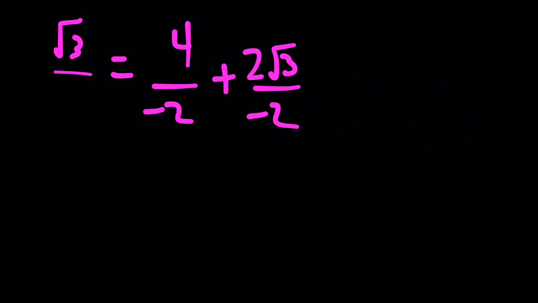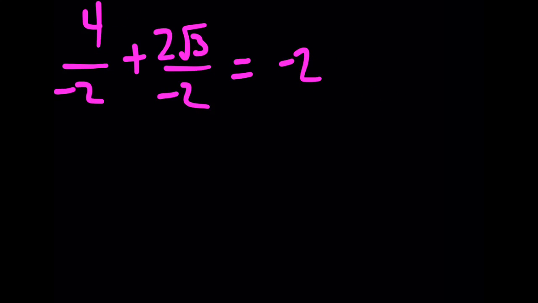So we want to simplify. 4 divided by negative 2 is negative 2. And then here I can't really divide that, but this is all multiplication on top. So 2 divided by negative 2 is negative 1, or negative root 3. So negative 1 times root 3, or I don't really have to put the 1 there. So it's just negative root 3. That's the answer. And then this is my answer. Okay.